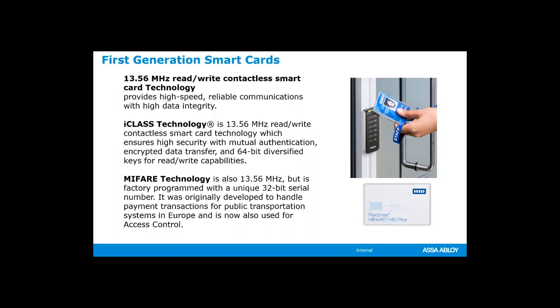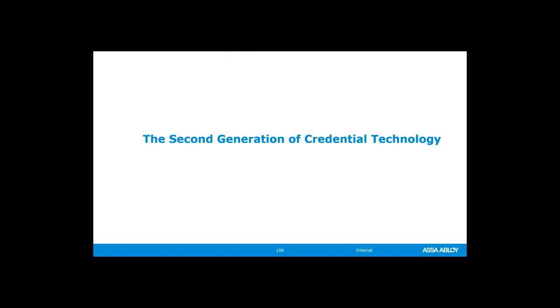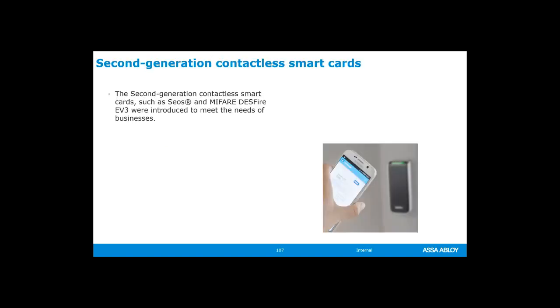The danger, despite these benefits, is that most first-generation smart cards have vulnerabilities in mutual authentication algorithms that have been exposed by researchers and have been published. So we came up with the next generation of credential technology. The second generation of contactless smart cards, such as Seos and MIFARE DESFire EV3, was introduced to meet the needs of business.